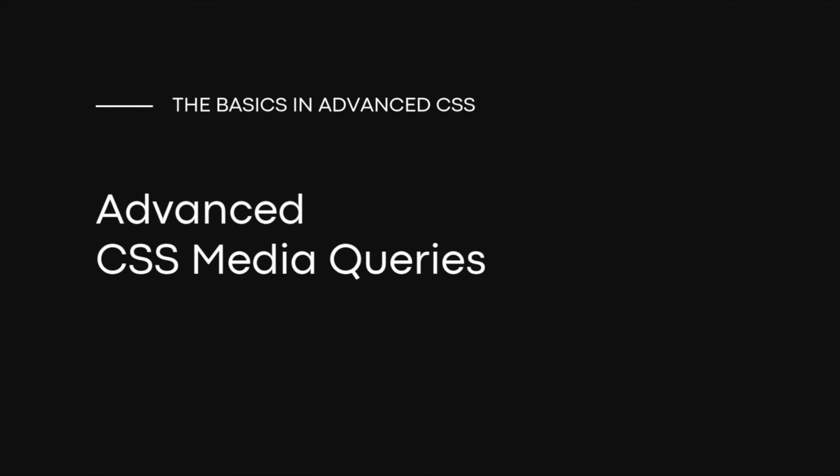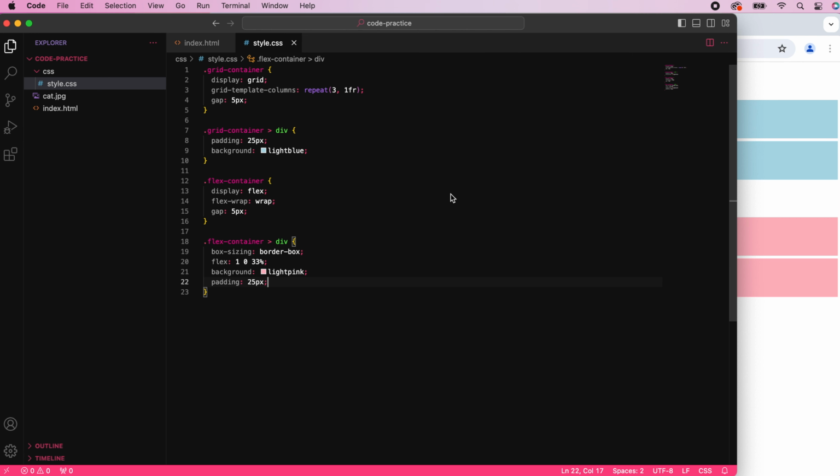Basics in Advanced CSS: Responsiveness using Media Queries. In this lesson, I will go over how we use media queries to make HTML elements responsive within the browser. This is super important for creating a user-friendly website, whether the user is viewing on a smaller screen, such as a tablet or mobile device.